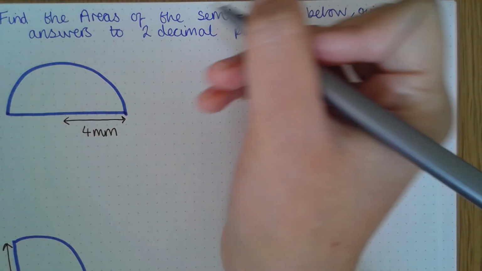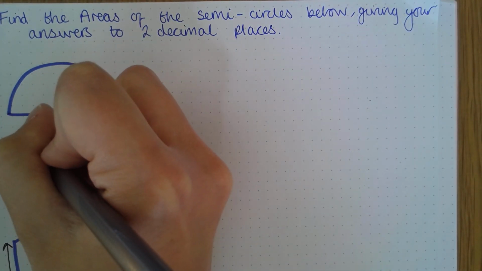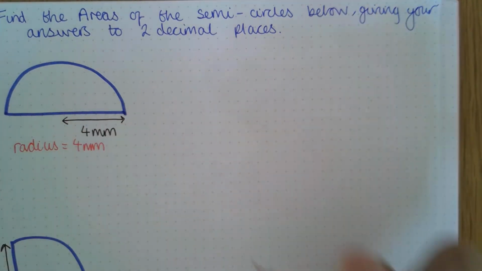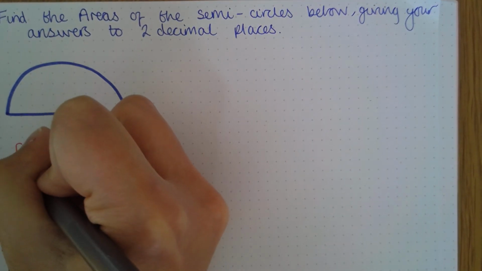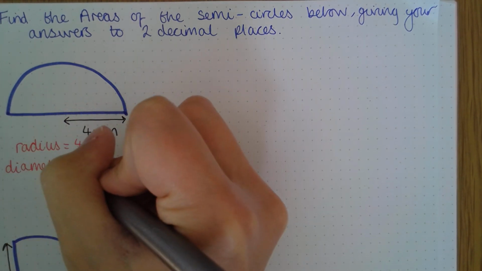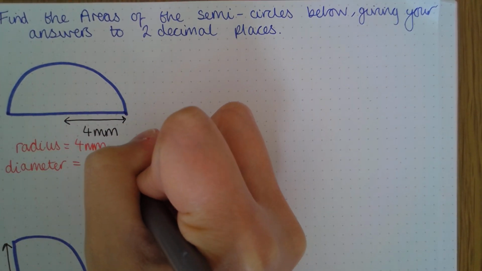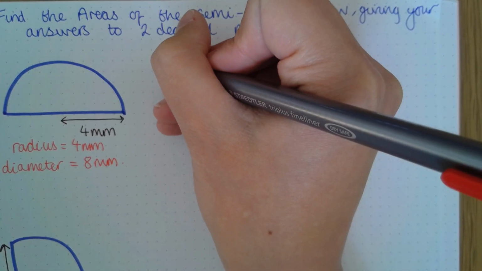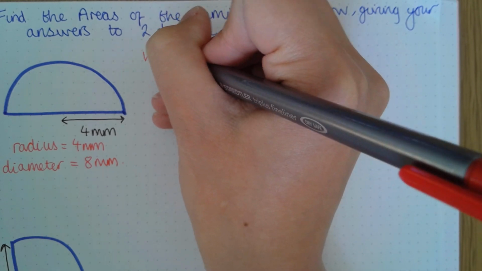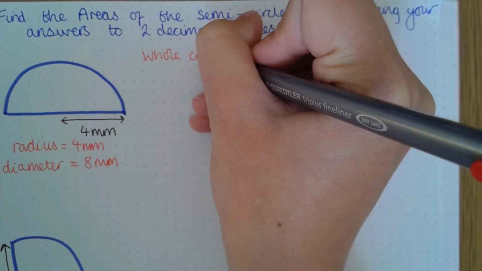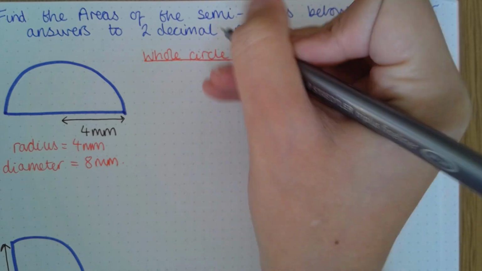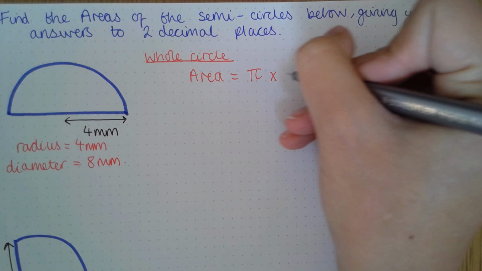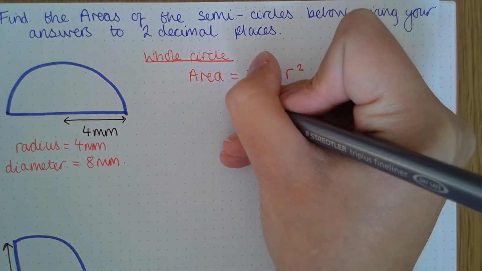So what we're going to do is write down the radius is 4 millimeters. And that means the diameter is 8 millimeters. Okay, so what we did to begin with is we wrote down the formula, but that was for the whole circle. So we're going to do a little subheading. For the whole circle, we've got the area equals pi times radius squared.